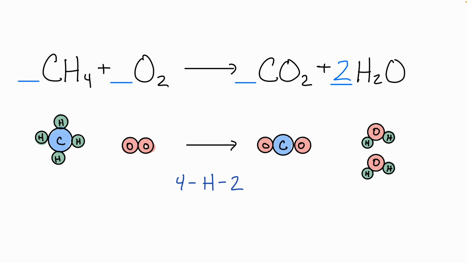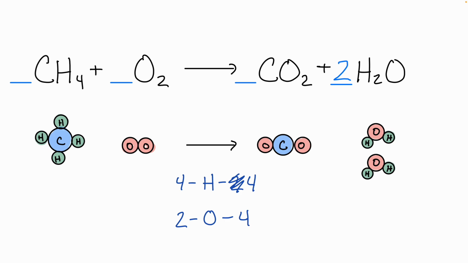So when I do that, I can update my total here. Now I don't have 2 hydrogens, but 4. Is everything okay? No. What's wrong here? My oxygens, I have 2 on this side, but a total of 4 on my product side. So how can I fix that? I'm going to update my coefficient out front of that O2 molecule with a 2.